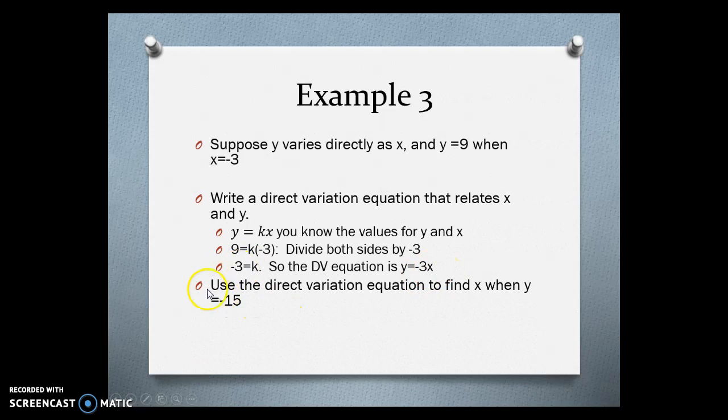All right, and now we're going to use that direct variation equation, y equals -3x, to find x when y is -15. So I'm going to take the -15, and guess where I'm going to put it? I'm going to substitute it for y, and then solve that equation to get x. So I have -15 equals -3x, divide both sides by -3, and I get x equals 5. So we can use direct variation to find other points on a graph.